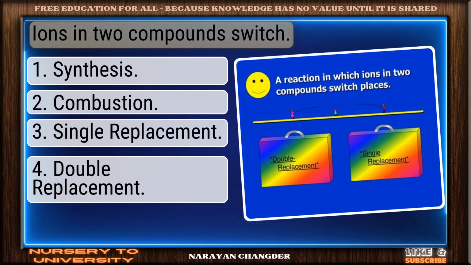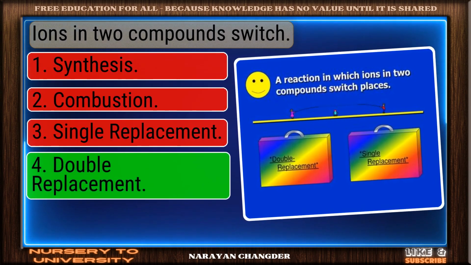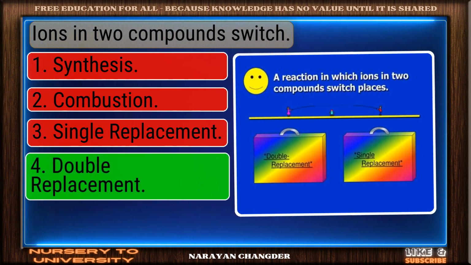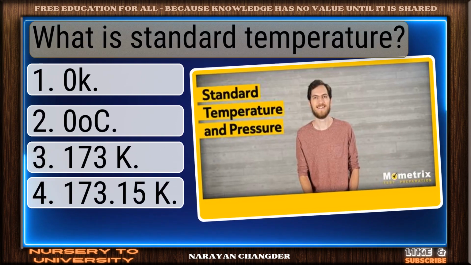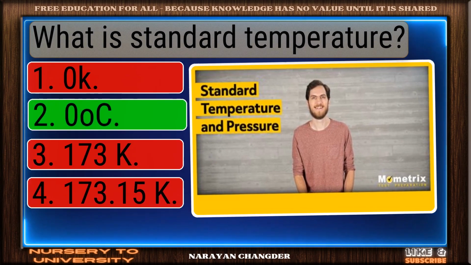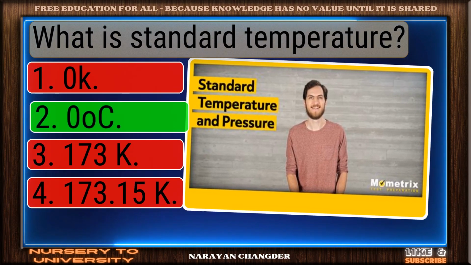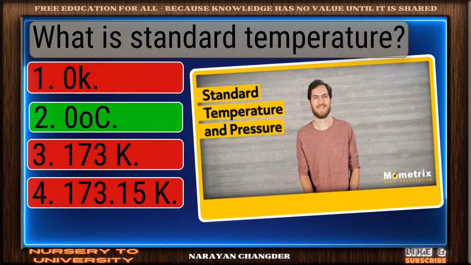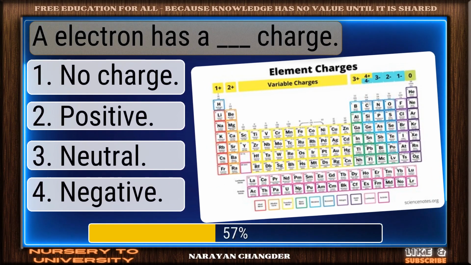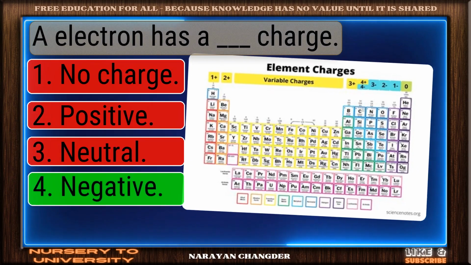Ions in 2 compounds switch. Strong choice. Double replacement is the right answer. What is standard temperature? Clear logic. Your choice OS is sound and 100% true. A electron has a dash charge. You chose negative, and it is correct.